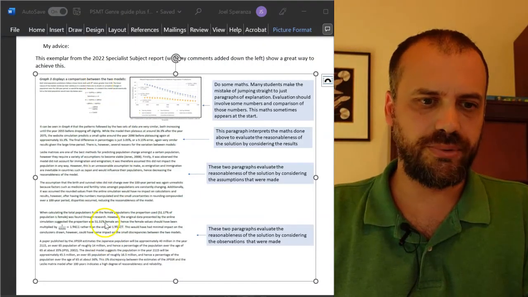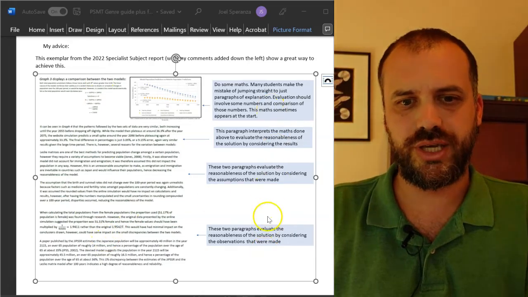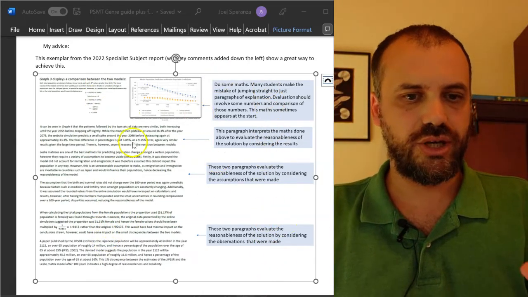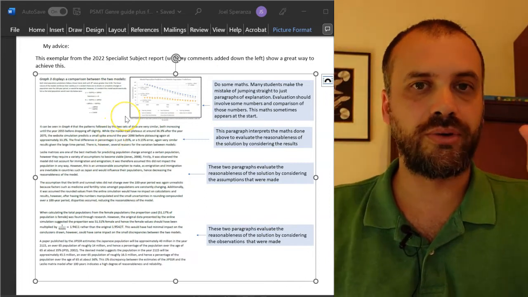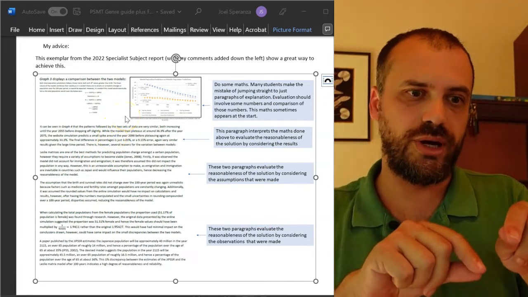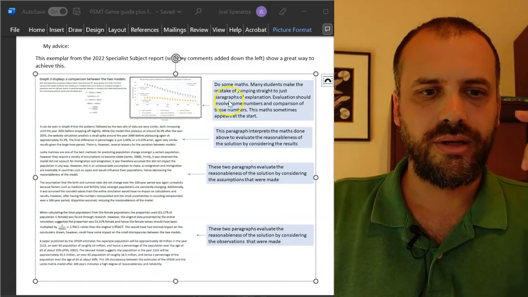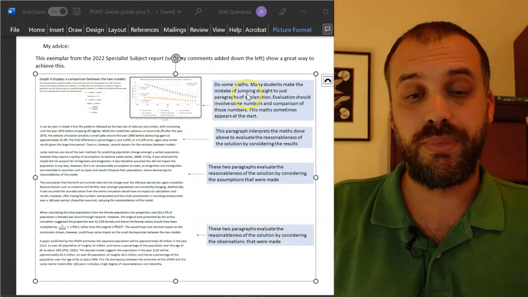You can see this exemplar is massive. I've also put my 2 cents in over here. So, what's happening? Don't worry if you can't read the actual text at the moment. We'll zoom in a minute. This first part here is some maths.